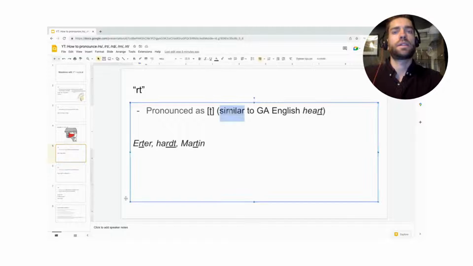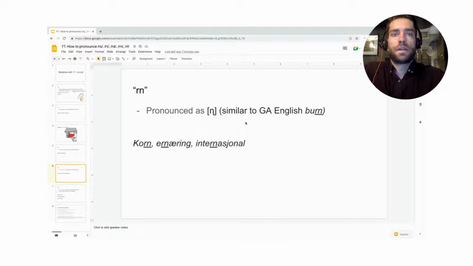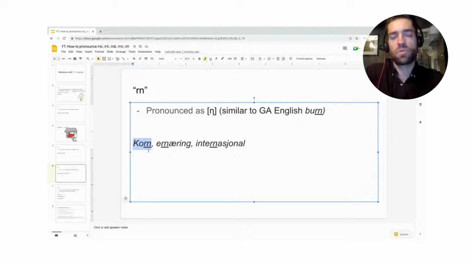Notice how I write similar here, similar to general American English. It's not exactly the same, okay? Because we're not saying arted, it's arted. So in American you would linger a little bit on that sound before you reach the tap up against the alveolar ridge. So an American speaker would say heart. Hear that? How it lingers? Heart. But in Norwegian, it's simply a tap, and that's it. Arter. Heart. Martin. T. That's it. Same here. Korn. It sort of is dragged out, but we don't say korn. Just korn. Ernæring. International.